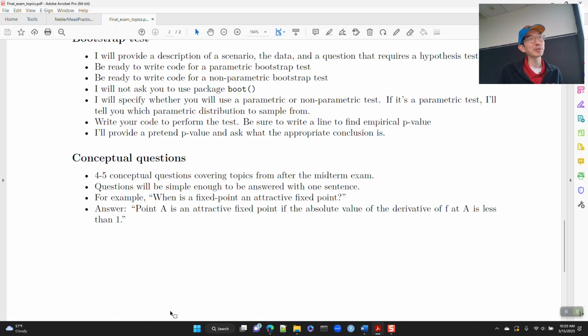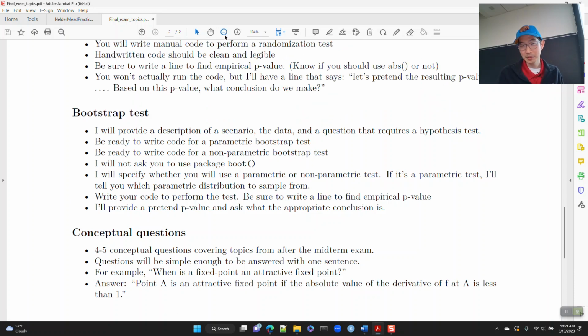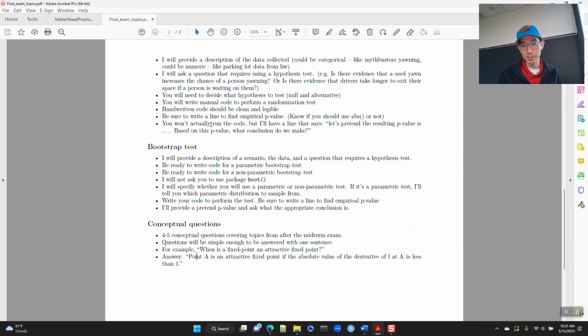Okay, so an example question that you might see, obviously I'm not going to put this on there, would be something like, when is a fixed point an attractive fixed point? The answer is when you take the derivative. Here, this is my sentence: point A is an attractive fixed point if the absolute value of the derivative of the function at A is less than 1. That's when it'll be an attractive fixed point. And yeah, you'll have questions kind of like this. That's kind of what you can expect to see for the final exam.